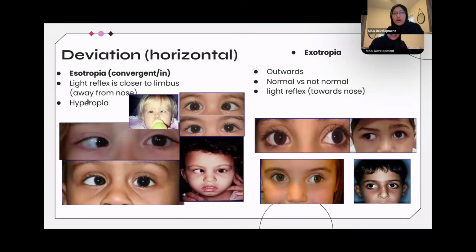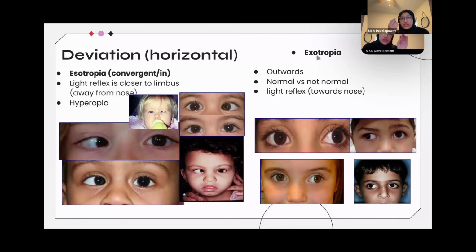So the light is now away from the nose. Okay, so the eye is inwards, esotropia is convergent, but the light is away from the nose. Here the light is away from the nose. It should be here, but it's not. And hyperopia means, so remember the difference. I'll talk about hyperopia in a bit, but hyperopia means farsightedness, which means that they can see far, but they cannot see near. I'll come to why this is important in a bit.